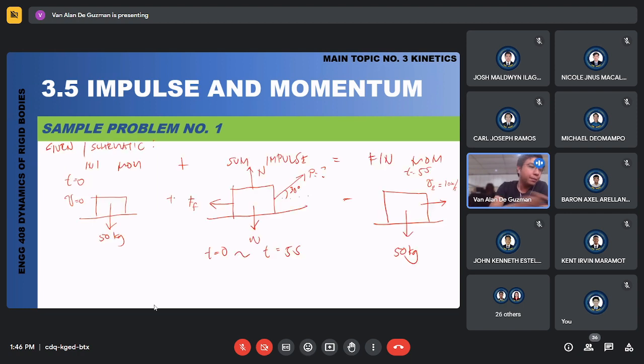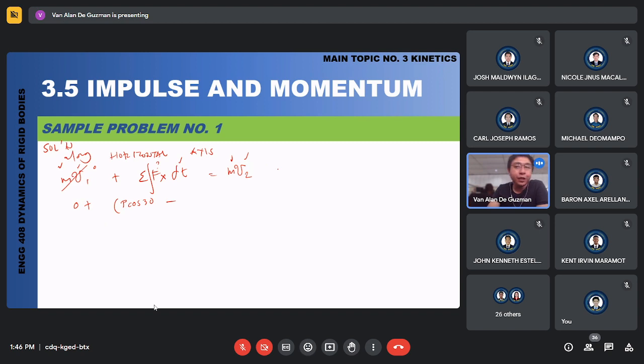Minus, so lahat ng pakaliwa natin, ano ba yung pakaliwa natin? The frictional force. Ano ba yung frictional force nga po ulit natin? That is mu sub k, which is given, times the normal force. And not to forget, the change in time natin. Ano ba yung change in time natin? Final minus initial. 5 seconds minus 0 seconds, or simply 5 seconds.